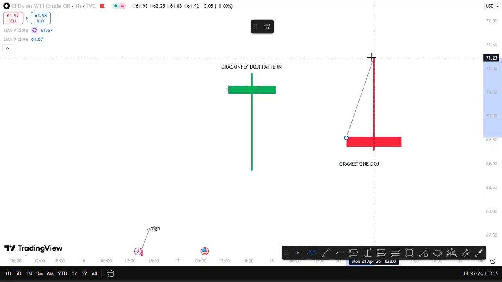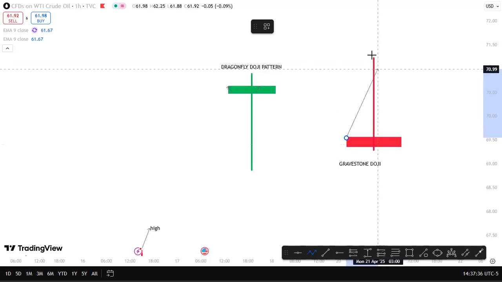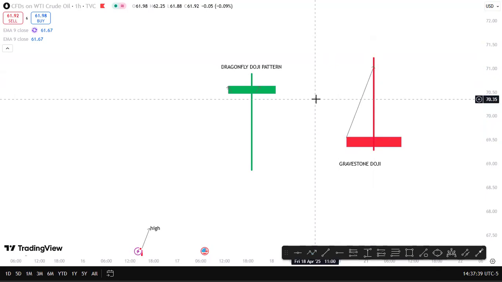That means if the market was going up, and this Gravestone Doji happened at the top of the uptrend, there's a possible reversal that it will start pulling back down, which I showed an example of on the chart. For it to be characterized as a Gravestone Doji, it has to have a long upper wick, right? It has to have a long upper wick.